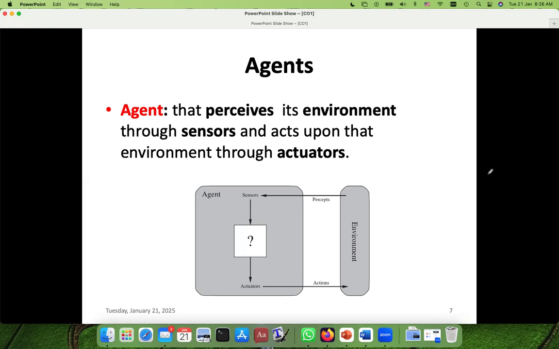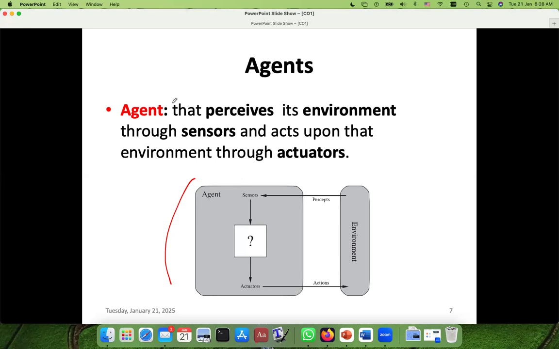So what is an agent? In AI, an agent is simply a program that you will develop. There are four things here which are highlighted in bold. So this is a diagrammatical explanation, and this is the definition for the agent.